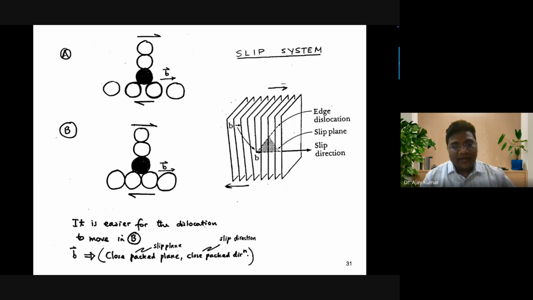So does anybody know about close packing and non-close packing? What do you mean by close packing and non-close packing?